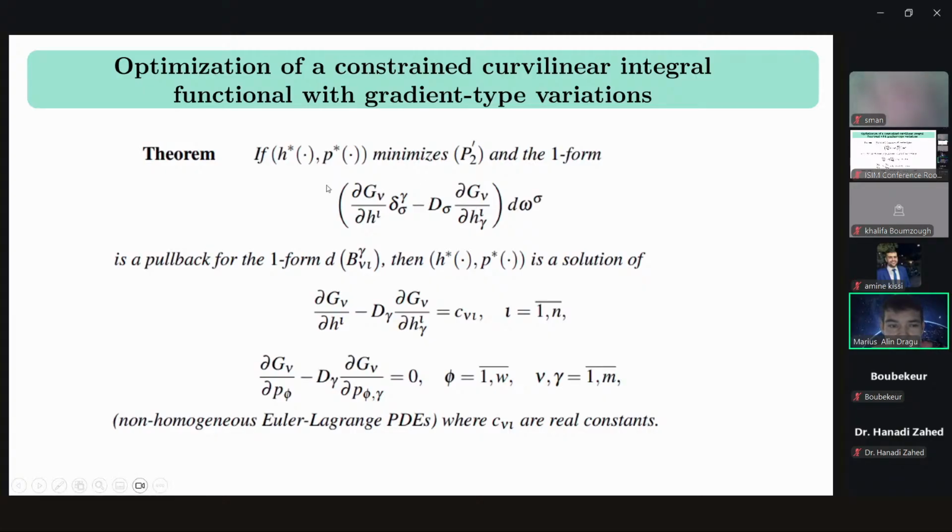In this way, we have a theorem: if H star and P star minimize the previous problem, and this one-form represents a pullback for another one-form, then we have this system of partial differential equations for H and P. Compared to classical variation, in this case we obtain a non-homogeneous Euler-Lagrange partial differential equation. We have a constant on the right-hand side, not equal to 0, creating a novel, innovative perspective in this field of calculus.